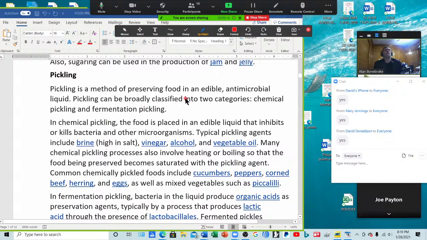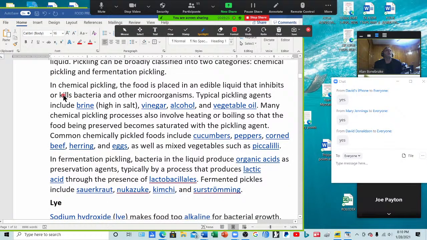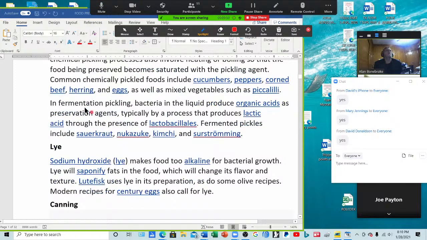Pickling is a method of preserving food in an edible antimicrobial liquid, and it can be broadly classified in two categories, chemical pickling and fermentation pickling. In chemical pickling, the food is placed in an edible liquid that inhibits or kills bacteria and other microorganisms. Typical pickling agents include brine, high in salt, vinegar, alcohol, vegetable oil. Many chemical pickling processes also involve heating or boiling so that the food being preserved becomes saturated with pickling agent. Common chemically pickled foods are cucumbers, peppers, corned beef, herring, and eggs, as well as mixed vegetables such as piccalilli.